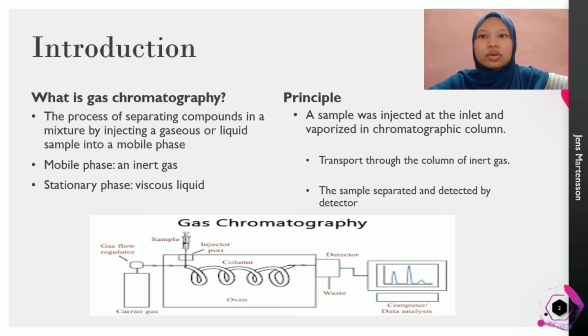Principles of gas chromatography. A sample is injected at the inlet or injector and vaporized into the chromatographic column. The sample is transported through the column by the flow of inert gas, the mobile phase. As the sample passes through the column, the components are separated and detected electronically by the detector.